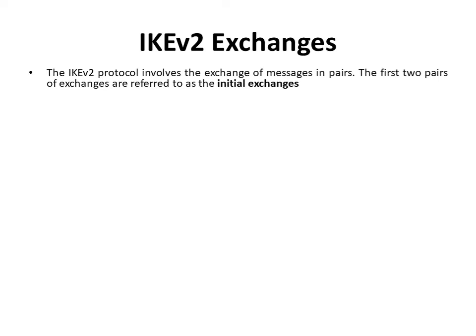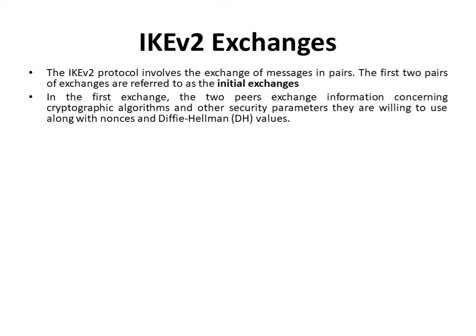Next, let us look at IKE v2 exchanges, that's version 2. Now, the IKE v2 protocol involves the exchange of messages in pairs. The first pair of exchanges is referred to as the initial exchange. In the first exchange, the two peers exchange information concerning cryptographic algorithms and other security parameters they are willing to use, along with nonces and Diffie-Hellman values.